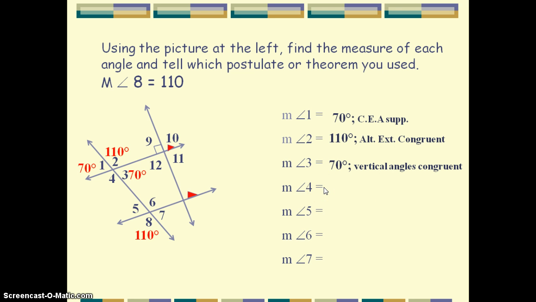Alright, angle 4. Again, this one has a couple different ones you could use. I know 2 and 4 are vertical, 1 and 4 are supplementary, and 4 and 3 are supplementary. I also know that 4 and 8 are corresponding. No matter which relationship you use, you will always get that angle 4 is equal to 110 degrees, which says corresponding angles are congruent. That's just the theorem that I chose to use.